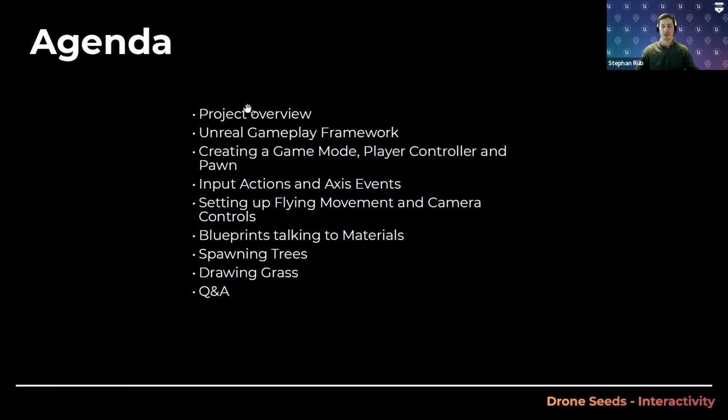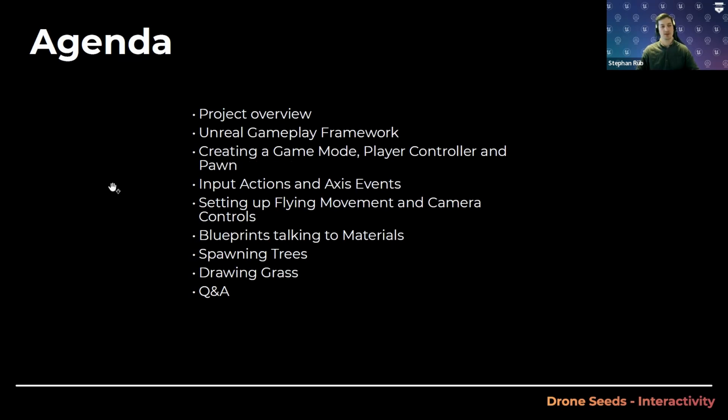So we will start with a project overview. Then I will do a quick recap of the Unreal gameplay framework, because that's what we're going to use today, just so you know how you might use this either in your own game that you might want to create, or just any interactive application that you are creating inside of the Unreal Engine. After that, we will create our game mode, player controller, and pawn, using those blueprint classes to create the interactive things inside of our game.